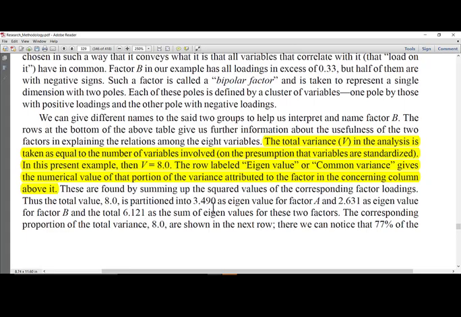These are found by summing up the squared values of the corresponding factor loadings. Thus the total value 8 is partitioned into 3.490 as eigenvalue for factor A and 2.631 as eigenvalue for factor B, and the total 6.121 as the sum of eigenvalues for the two factors. This explanation I have already given.